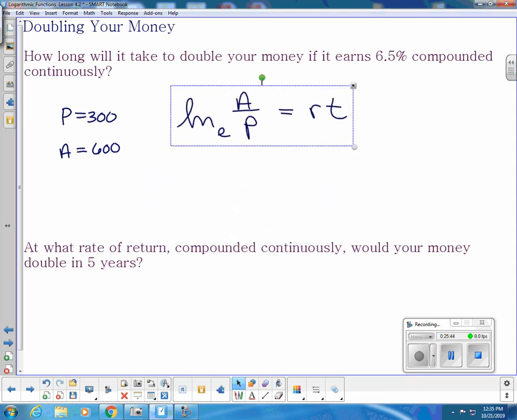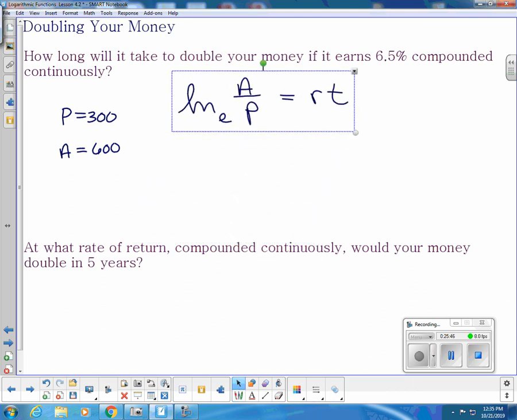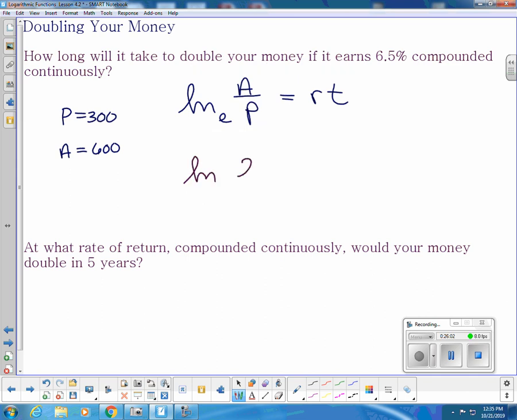what is A over P going to equal? What's 600 over 300? 2. Do you think that relates to the word double? It's always going to be 2 when it's doubling, right? So you don't have to have a starting amount, is my point. So we're going to take the natural log of 2 equals the rate times t.